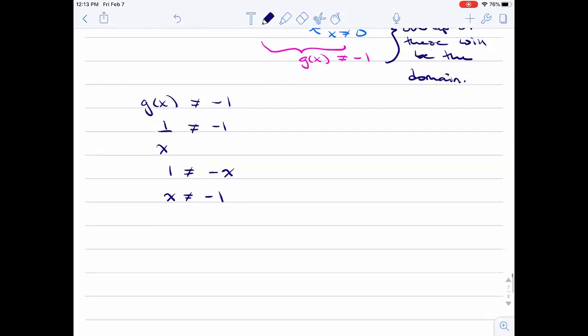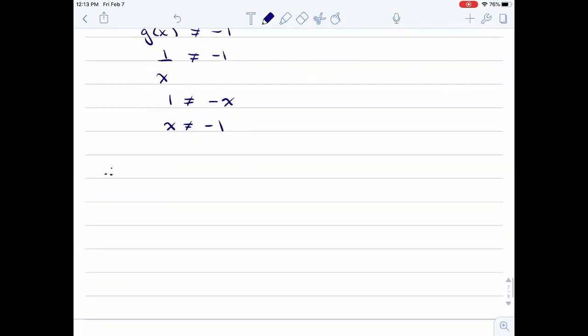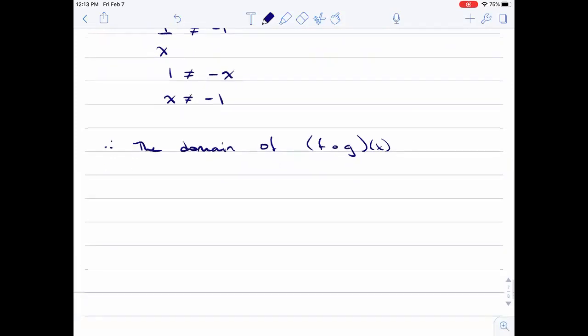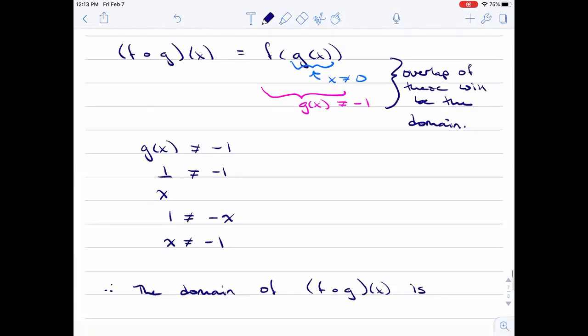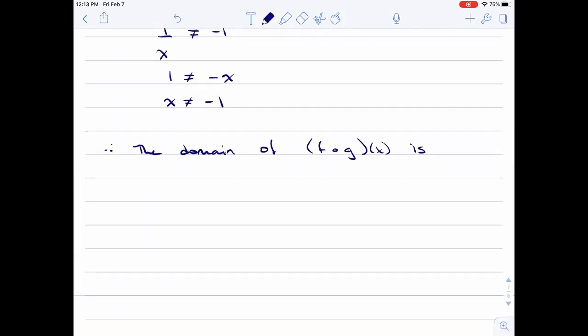All right. So therefore, the domain of f composed with g of x is that x can't be 0 and x can't be -1. Anything else goes, right? So in interval notation, we would go from -infinity up to -1, not including -1, picking up at -1, going to 0, picking up at 0 again, and then to infinity.